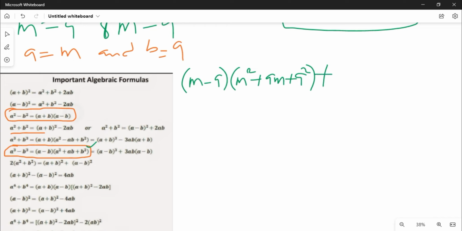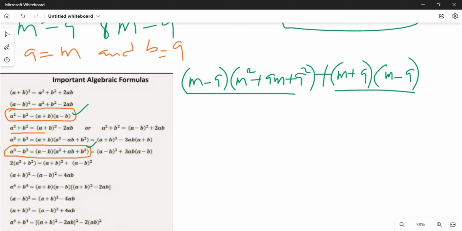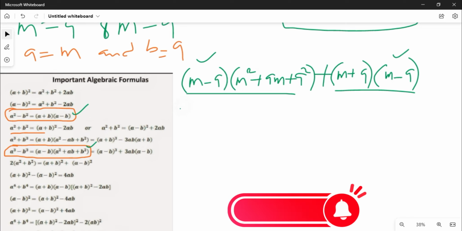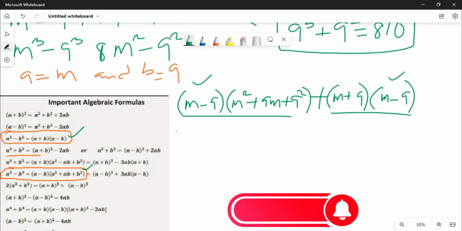Then we'll come to the negative part. We'll have m plus 9, and then m minus 9. Now look at these two parts. We'll have something common, and the common part is m minus 9. So we are going to bring out m minus 9.